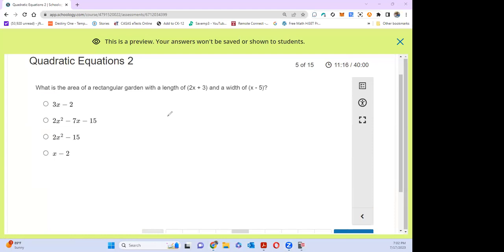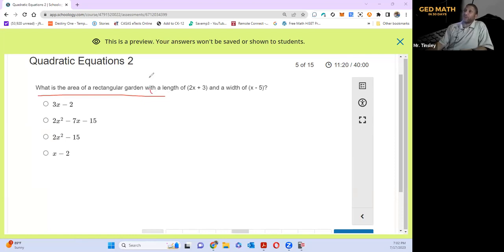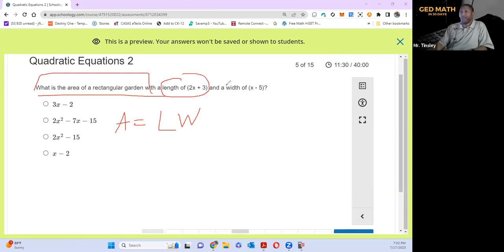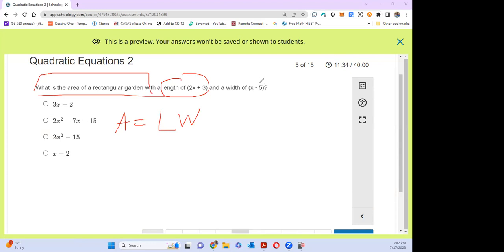Can we do that one? Of course. How do you find the area of a rectangular garden? What's the formula to find the area of a rectangle? Okay. Length times width. What's our given? Our length is what? 2x plus 3. What's our width? X minus 5.